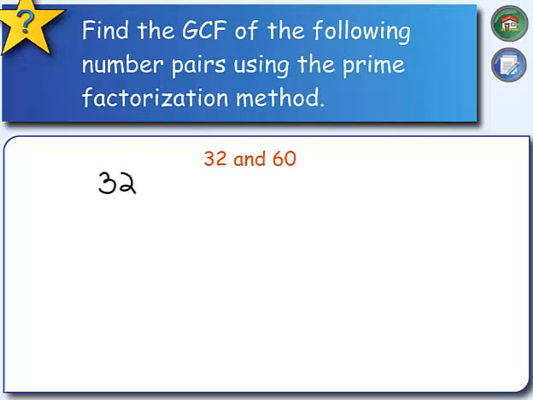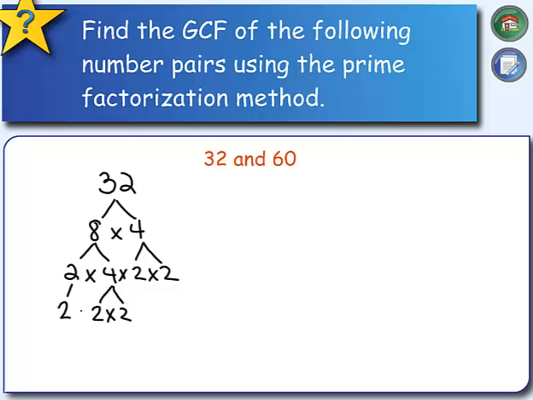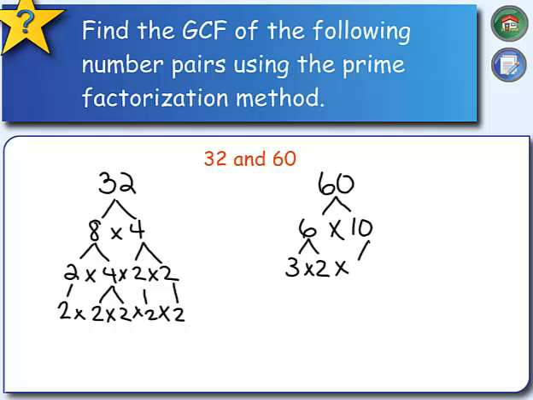All right, so for 32, we have 8 times 4. 8 can break down into 2 times 4, and 4 can break down into 2 times 2. I see that 4 is not prime, so I'm going to break that down and bring all those other 2's down. 60, that's easy, 6 times 10. 6 can break down into 3 times 2, and 10 can break down into 2 times 5.